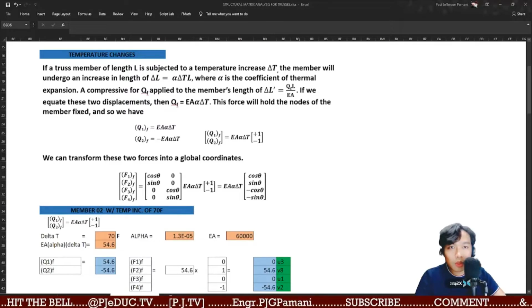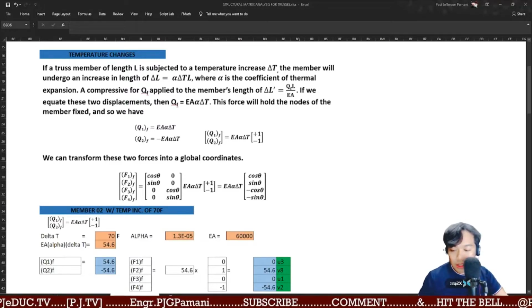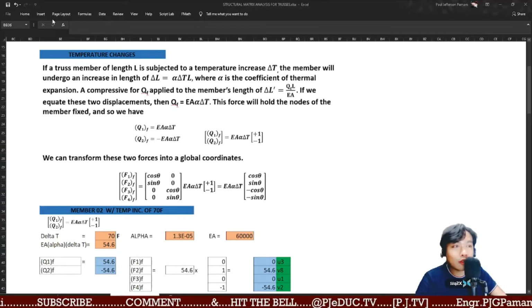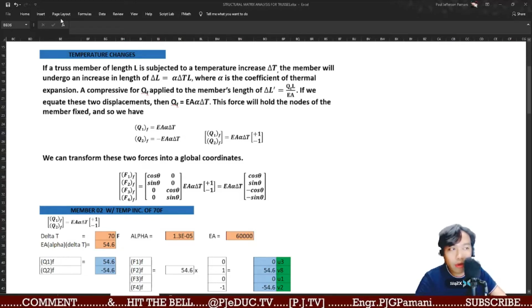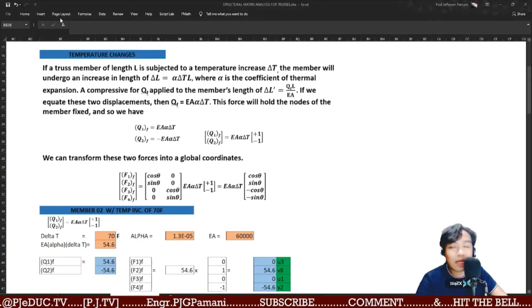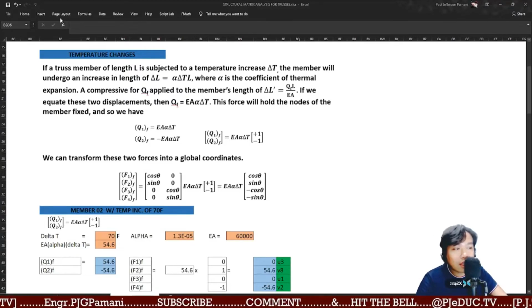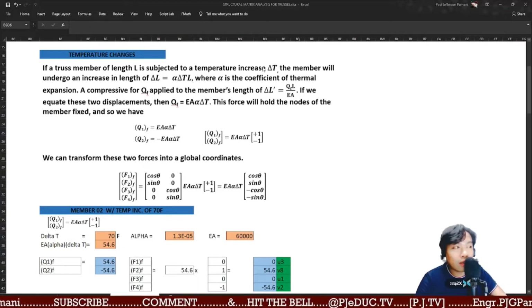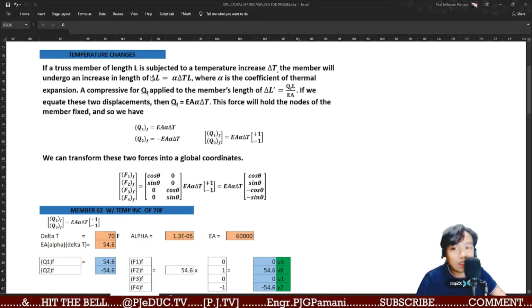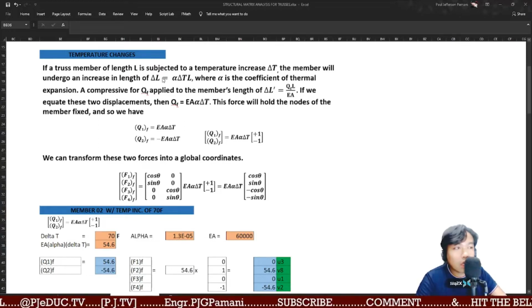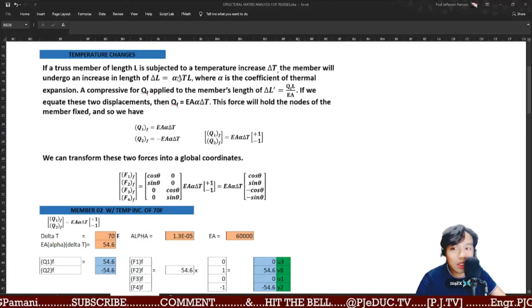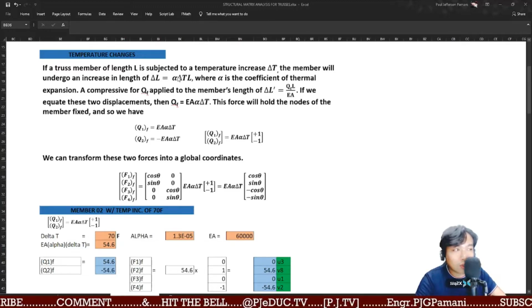This, we have example number 2 for analysis, structure matrix analysis for trusses, determinate and indeterminate. So for temperature changes, if a truss member having a length L is subjected to temperature increase or decrease, that will then be classified as change of the length of a member with regards to the temperature, or delta T. The member will now undergo an increase or change in length, which is simply equal to alpha, or the coefficient of thermal expansion, times the change in temperature times the actual length.